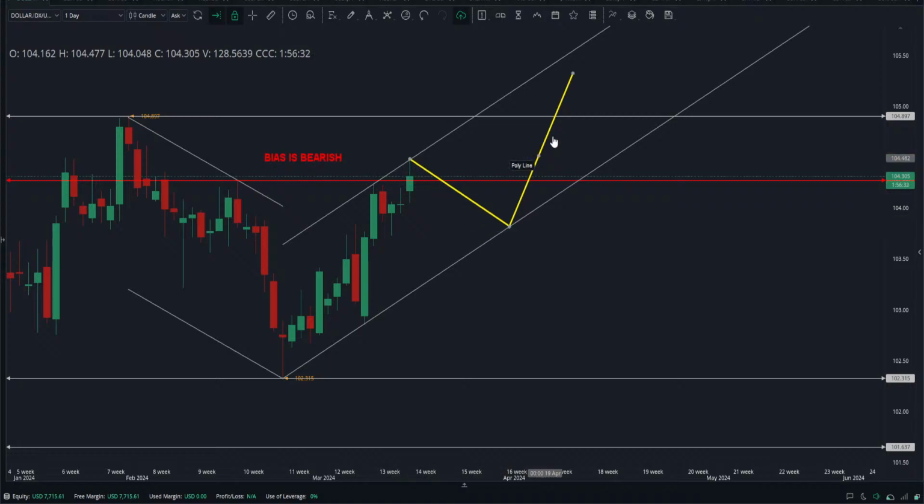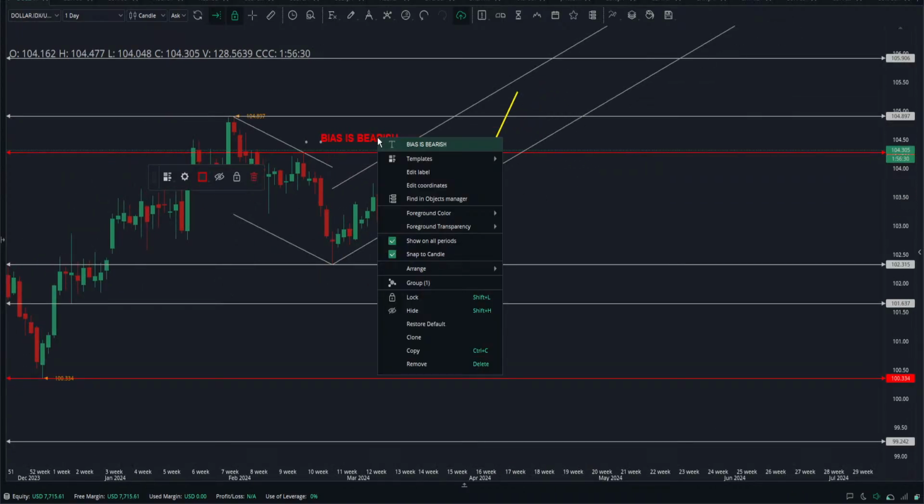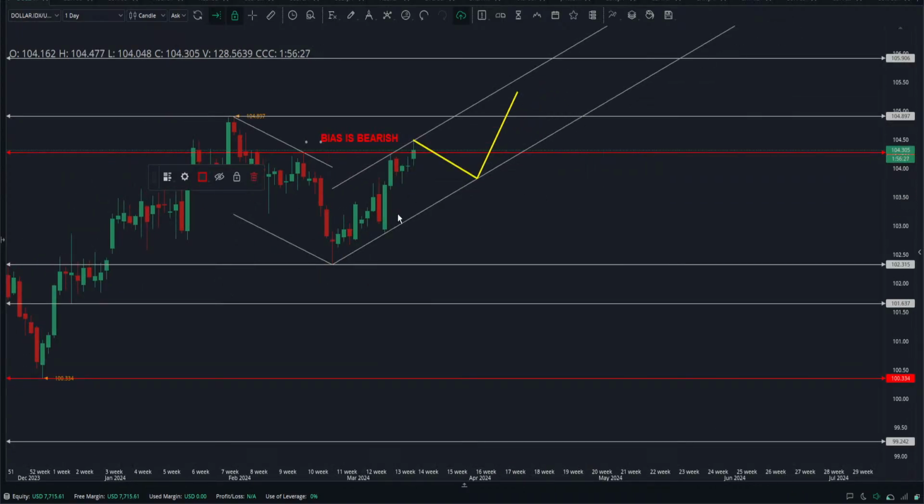So I'm expecting something like this now. The bias is now not bearish. So bias is now bullish. It doesn't have to break and close the day higher. It just has to trade higher.